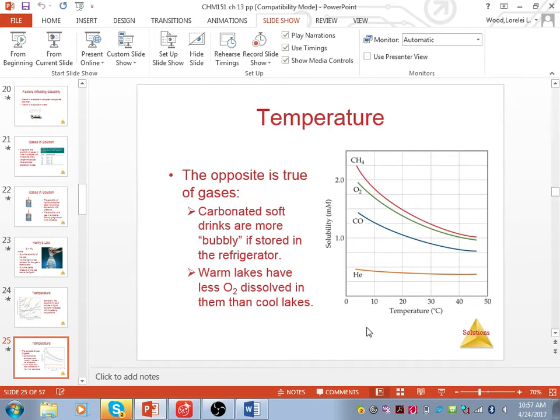They like to stay in the water in the shade. It's cooler. The water's cooler. So what could we say about the solubility of oxygen gas in cooler water versus warmer water? You have more oxygen in the water.